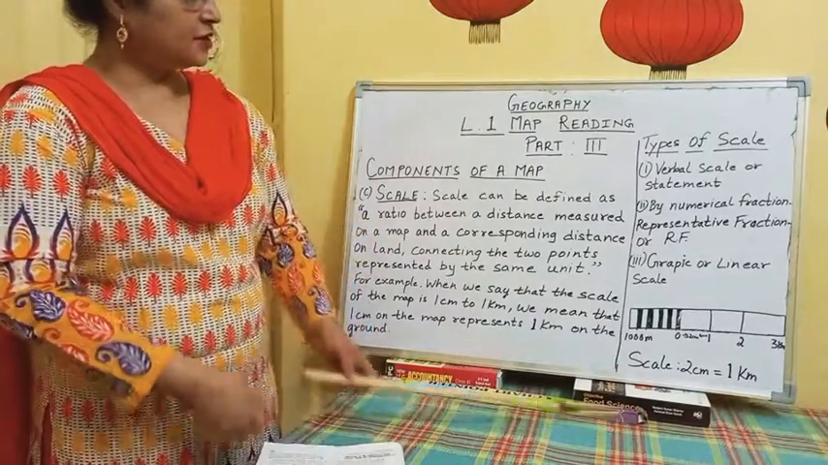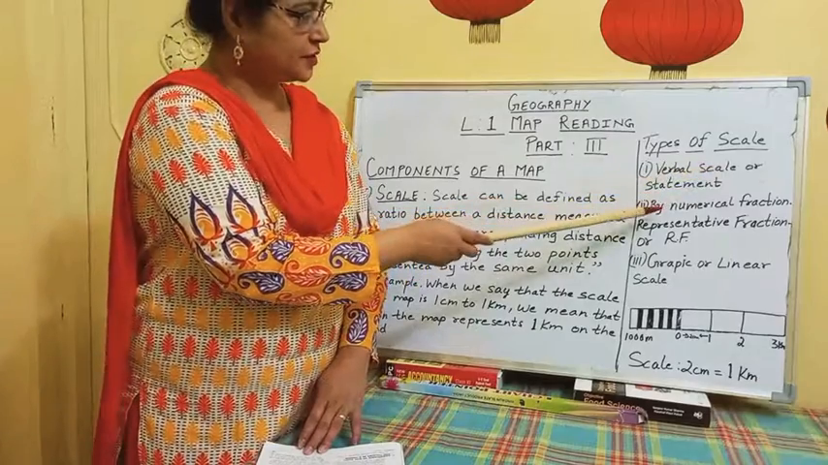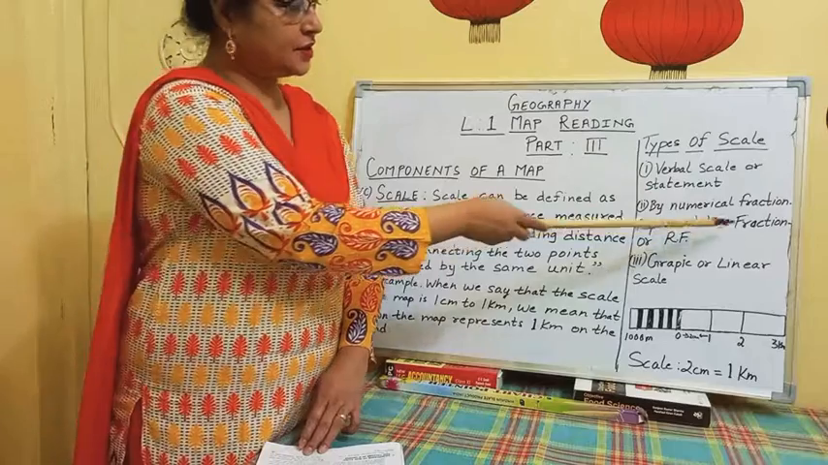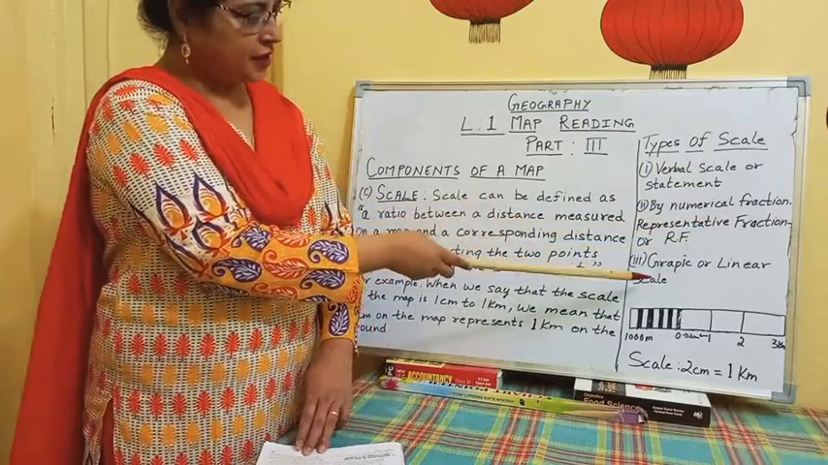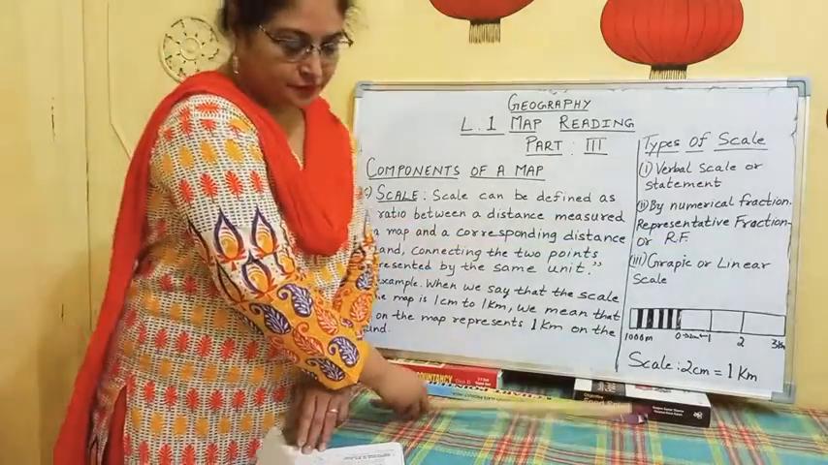Now let us just see the 3 types of scale which we have read. First is verbal scale or statement. Second way is by numerical fraction. It is also known as representative fraction or RF. And the third one, graphic or linear scale.